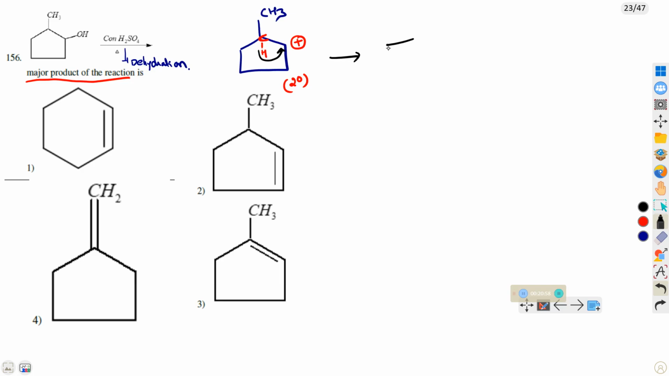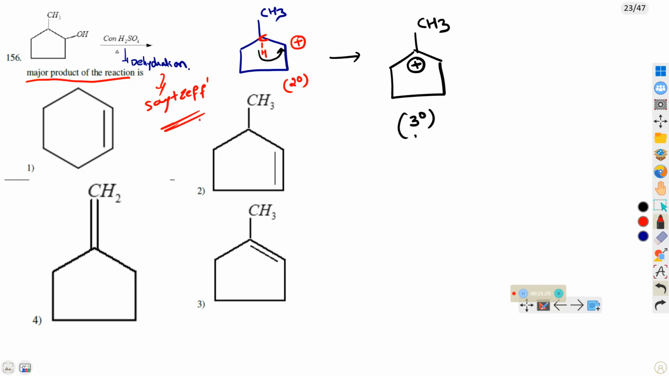Then the compound is converted like this. CH3, here positive charge. This is a 3-degree carbon. Now a 3-degree carbocation is more stable than a 2-degree carbocation. On concentrated dehydration, this product is the major product.